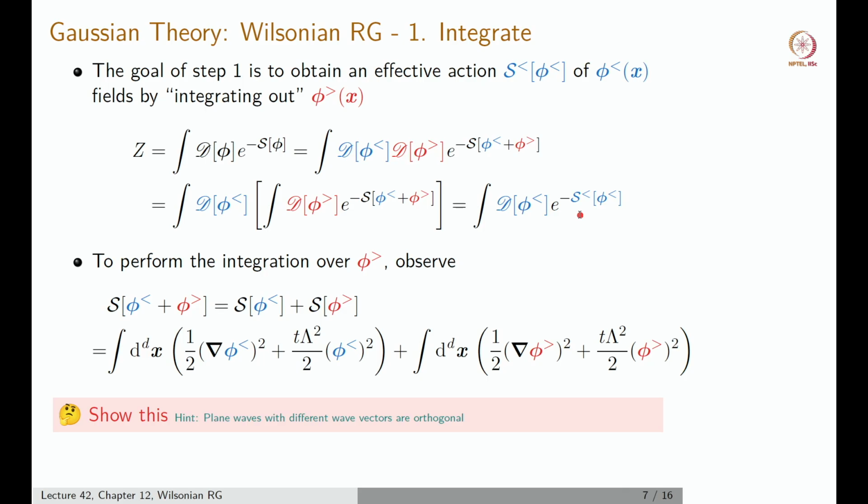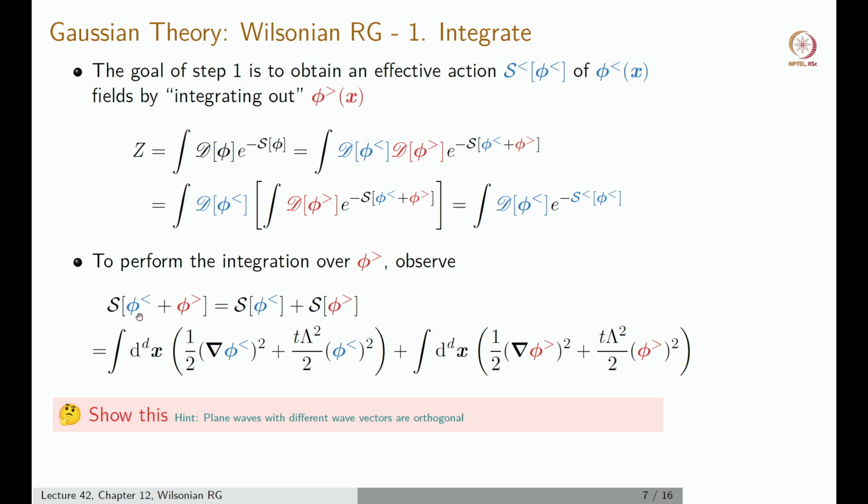For this Gaussian theory, it turns out to be extremely simple, and there is an important thing that happens in the Gaussian theory. If I take S of phi less than plus phi greater than, it turns out to be equal to S of phi less than plus S of phi greater than. Now what do I mean by this?